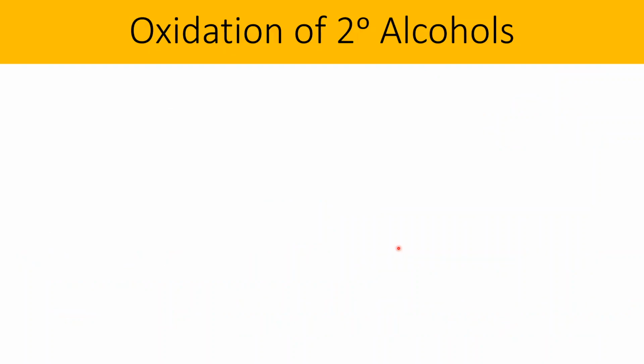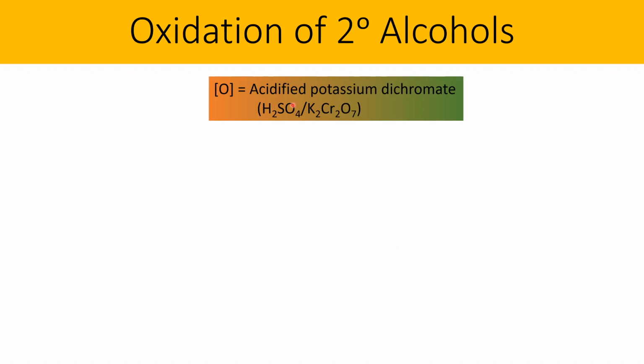Next up, let's have a look at oxidation of secondary alcohols. Again, we're going to be using acidified potassium dichromate for this. So that's H2SO4/K2Cr2O7. You have to remember those formulae. And again, they will change from orange to green when successfully oxidizing the secondary alcohols.